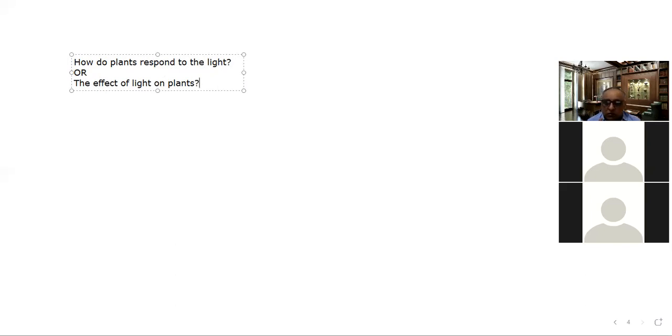Basically there are three important points to study in this respect, regarding the effects of light on plants. The three important points which I told you: one is the quality of light coming, second is the quantity of light coming, and third is the duration of the light coming. So there are three important points here.